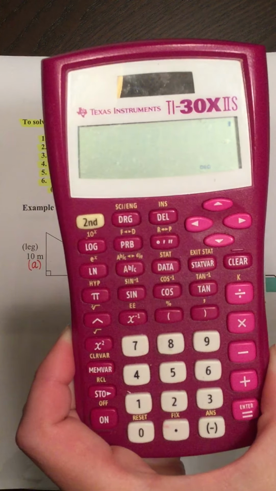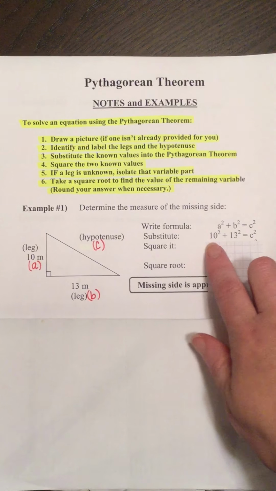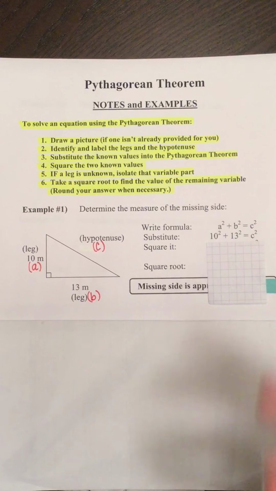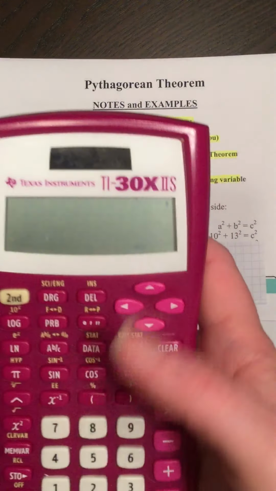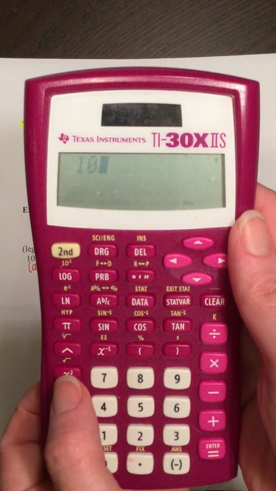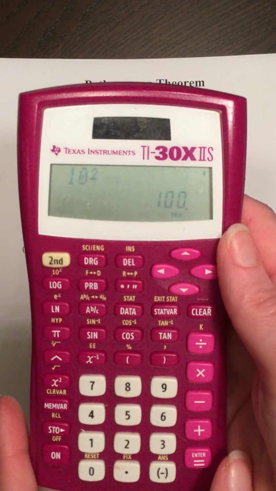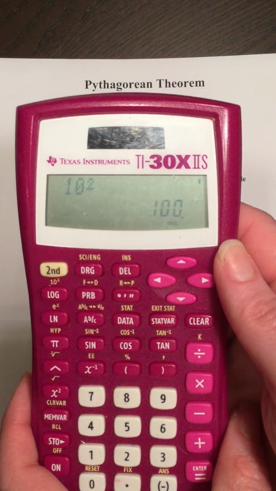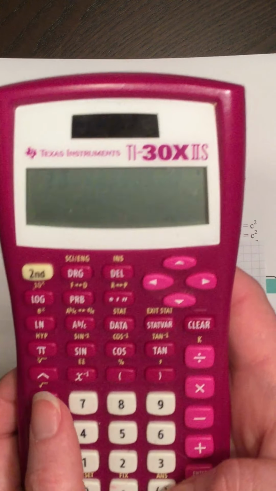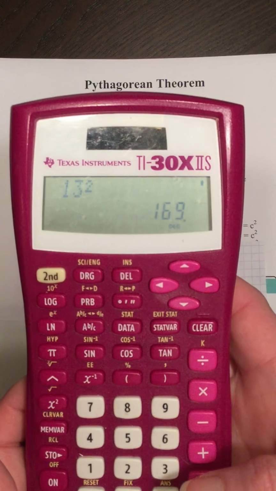Okay. Now the other thing too is you don't have to have that. It makes it a little bit faster. You could also just type in 10 times 10 into your calculator, and you could type in 13 times 13. You get the same answer. So we're going to do 10 squared. I'm going to do 10, and hit that X squared key right here, and it's going to give me 100, okay? Then I'm going to clear it out, and I'm going to do 13 and hit that X squared key, and it's going to give me 169.